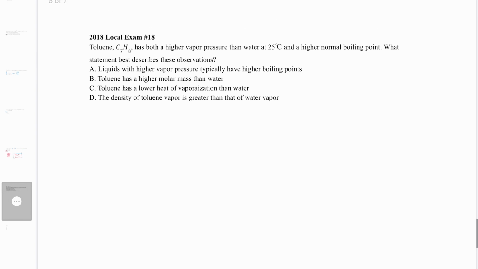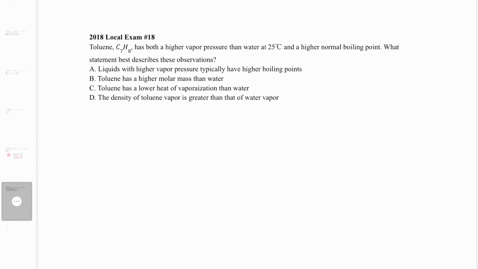So toluene, C7H8, has both a higher vapor pressure than water at 25 degrees Celsius and a higher normal boiling point. What statement best describes these observations? Let's go through our answer choices. So A, liquids with higher vapor pressure typically have higher boiling points.